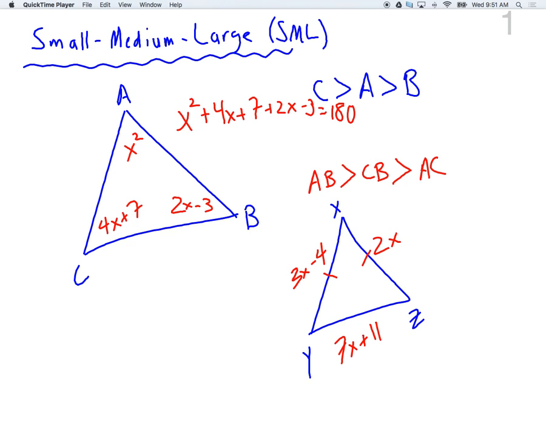Okay, we good? Small, medium, large, fairly easy? Yes. Good. This is all based on one simple premise, and that is that you have a triangle. What we haven't talked about yet is situations where you don't have a triangle. This is a pretty important idea called the triangle inequality theorem.